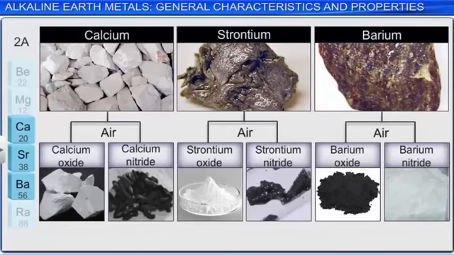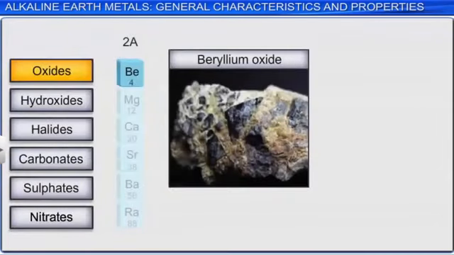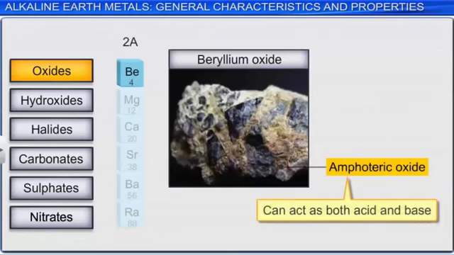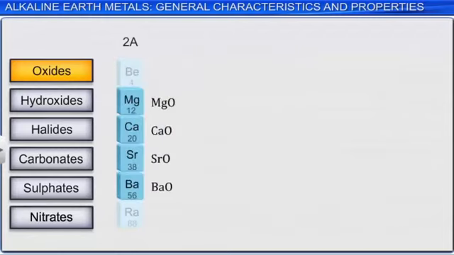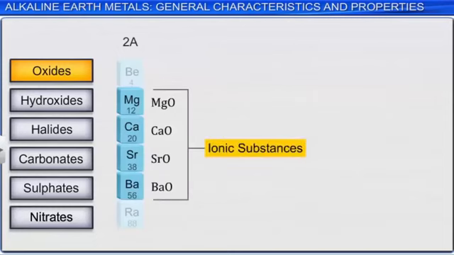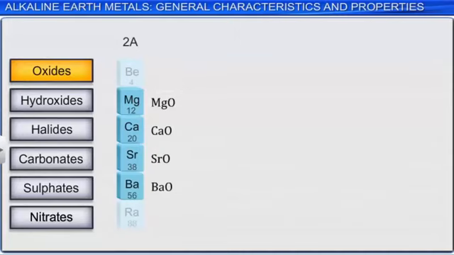Beryllium oxide is essentially covalent in character. It is an amphoteric oxide, meaning it can act both as an acid and as a base. The other group 2 metal oxides are essentially ionic substances, and the basic nature of oxides increases from magnesium to barium. With the exception of beryllium oxide, the group 2 metal oxides are basic anhydrides.